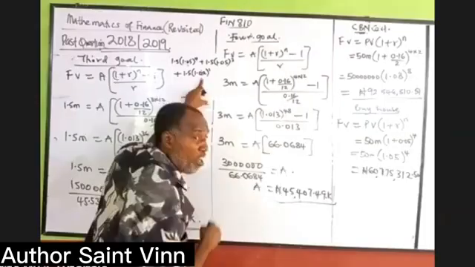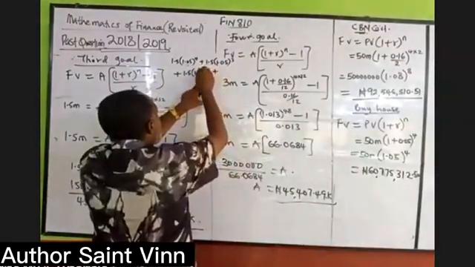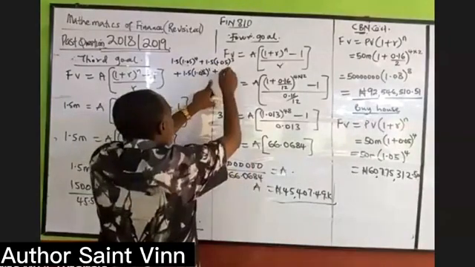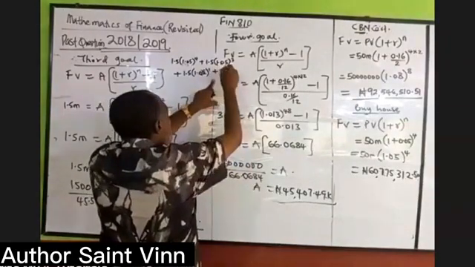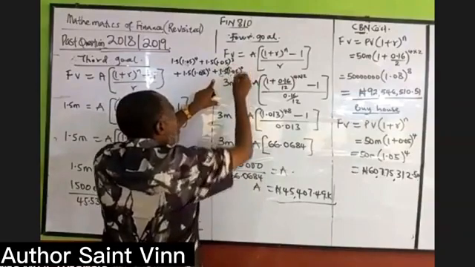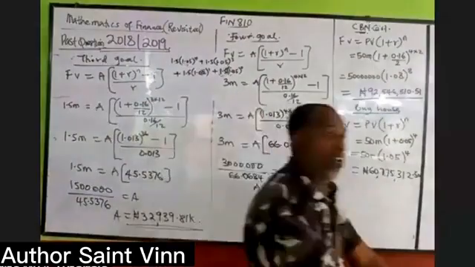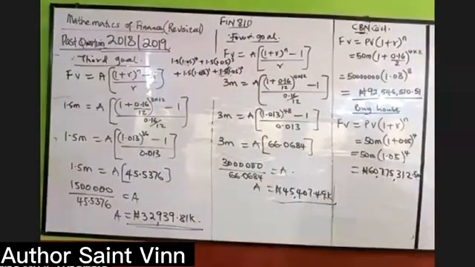At the end of the year, it's not the beginning. Plus 1.5 million into 1.05 all raised to power 10, because that was at the end of that last year. So I will add all this together. That will be the future value of what I'm going to realize in that building.